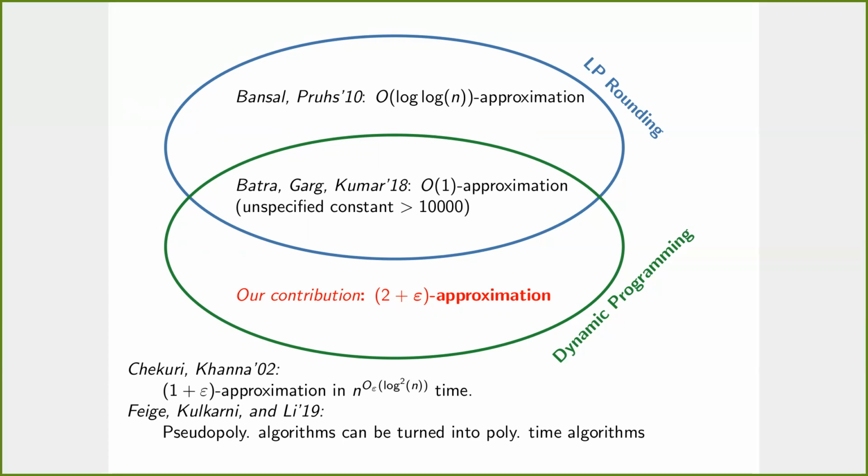Finally, there are two more important works that I want to mention. There's a 20-year-old quasi-polynomial time approximation scheme by Chikuri and Khanna. They managed to approximate the problem arbitrarily well, but the running time is quasi-polynomial. This kind of gives the idea that this problem shouldn't be too hard. If there's a QPTAS, you would think there should also be a PTAS. But in this problem, there's a big gap between quasi-polynomial time and polynomial time.